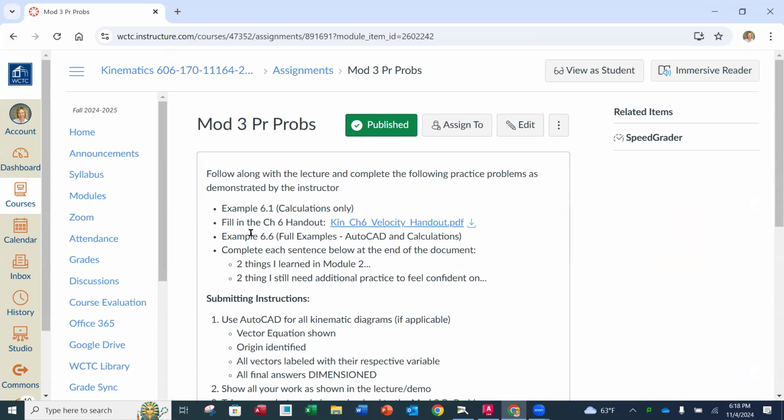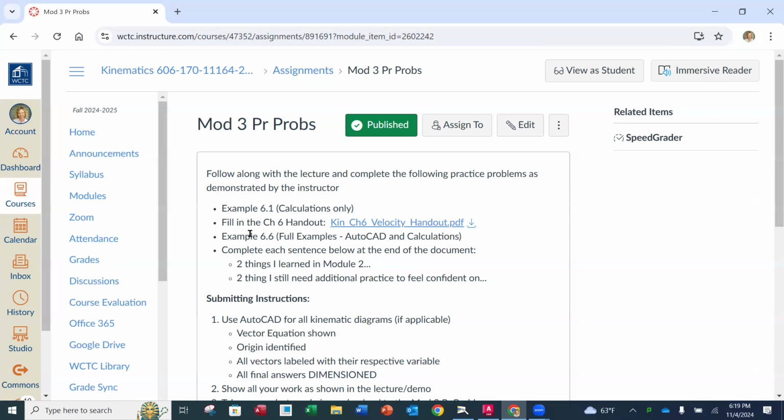That was the example that we looked at the very beginning of the chapter, where we wrote out just the calculation for the rectilinear velocity of that crate that was on the conveyor. So you need to include that in your practice problems. The second part here is filling in the chapter 6 handout. We've gotten about halfway through. Okay, there's more that's coming.